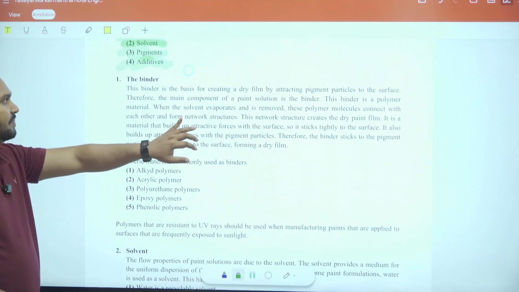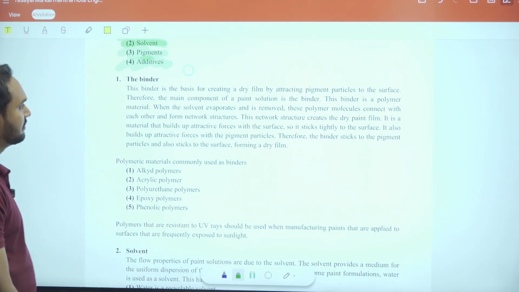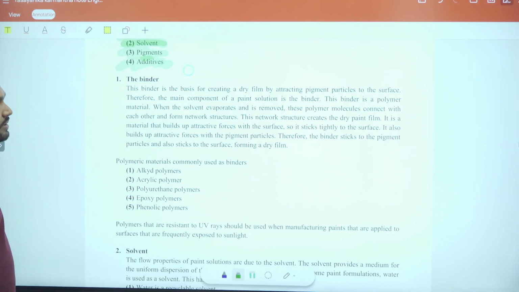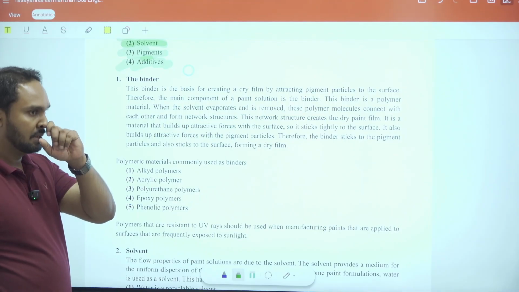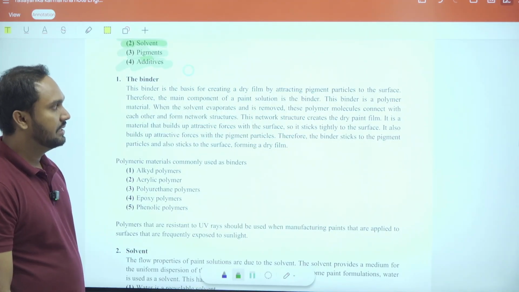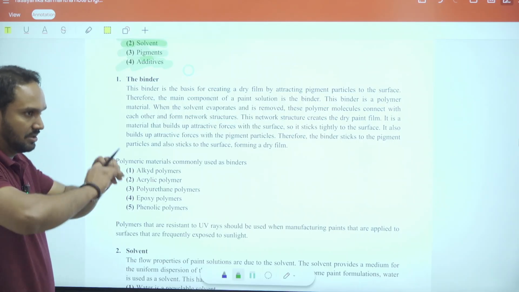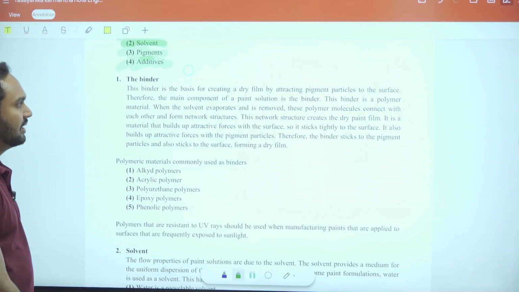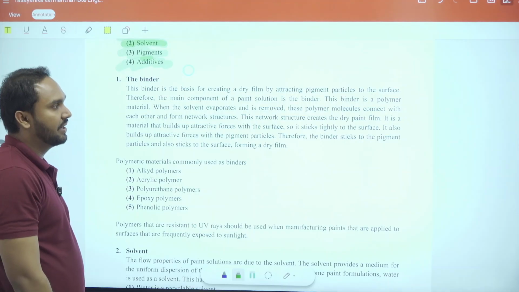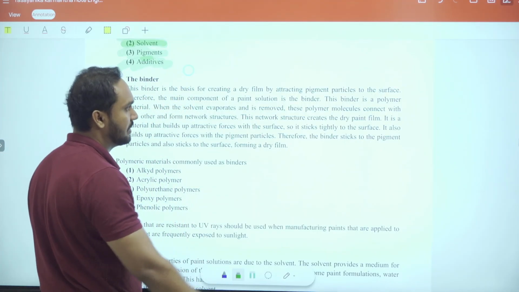Now come to the binder. The binder is a basis for creating a dry film by attracting pigment particles to the surface. Therefore, the main component of the paint solution is a binder, right? This binder is a polymer material, as we discussed, like the polyester. When the solvent evaporates and is removed, these polymer molecules connect with each other and form network structures. This network structure creates a dry paint film, right? So the dry paint film is created by this polymer, right?